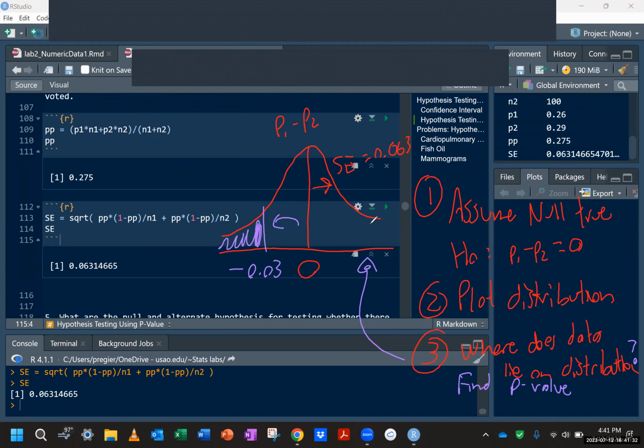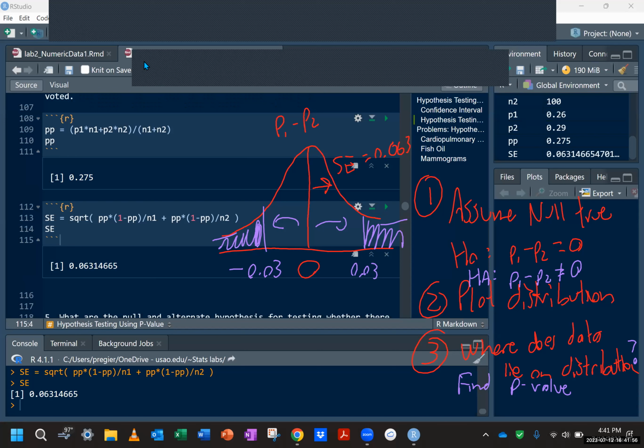And since we're interested in the alternative hypothesis being P1 minus P2 is not equal, that means we don't care. It could be less or it could be greater. So we have to go the equivalent distance, place that here to the right, 0.03. So we want to find out the area of both those tails.